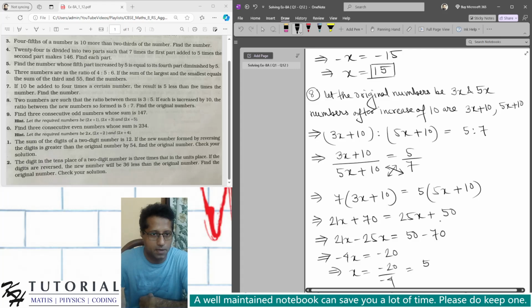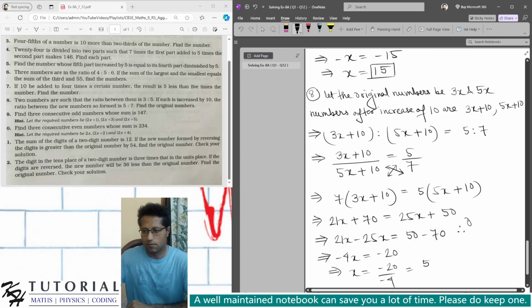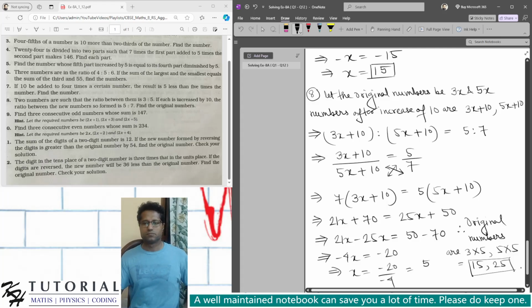We have been asked to find the original numbers. So therefore x is 5. So the original numbers are 3x and 5x, that is 3 into 5 and 5 into 5, which is 15 and 25. So 15 and 25 are the original numbers.